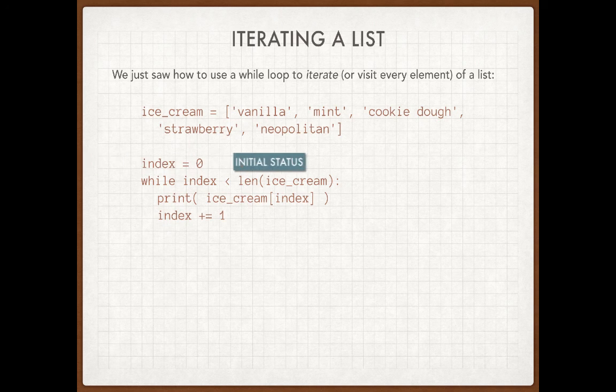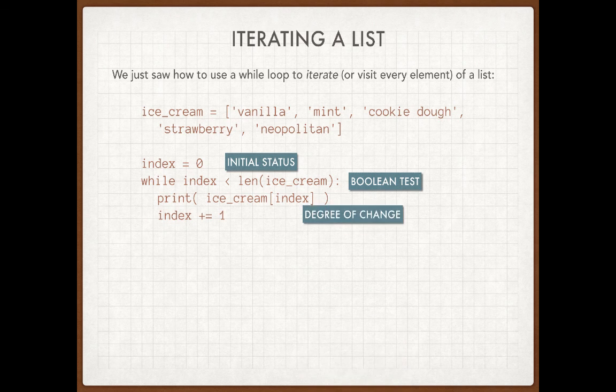Just as a little bit of a refresher, there are these three parts that we have to control. One of them is the initial status. We're starting at drawer 0. The other is a Boolean test. As long as the index that we're using is less than the length of the list itself, we know we're good. The length of the list is 5, but there is no drawer number 5 because the drawers are numbered 0 to 4. So as long as the index is less than the length of the list, we're still iterating properly.